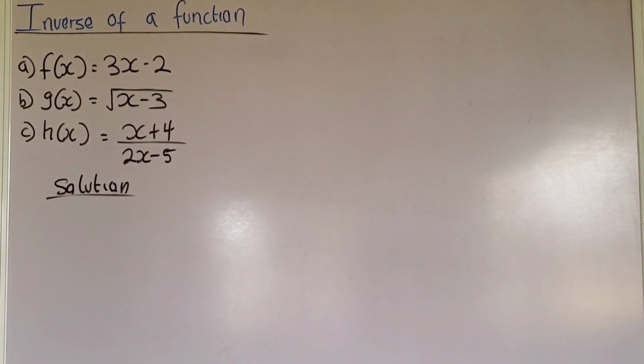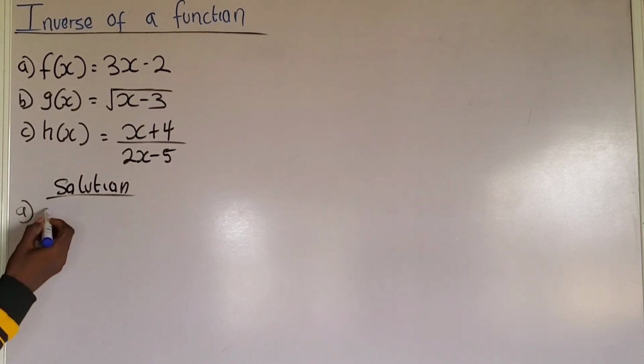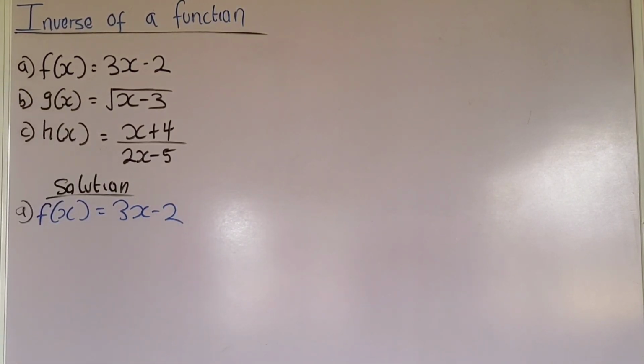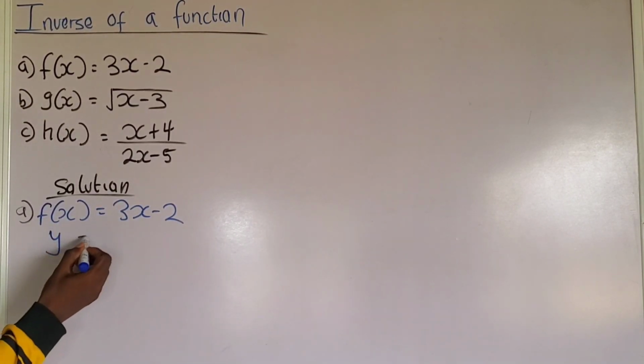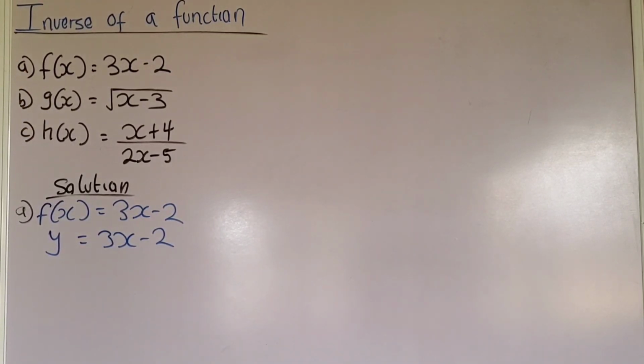Now, if you are given this function in an exam and you are asked to find the inverse, the first step is, okay, we have question A: f of x is equal to 3x minus 2. Now, let y be equal to 3x minus 2. Please pay attention, that's the first step. Let y be equal to 3x minus 2.